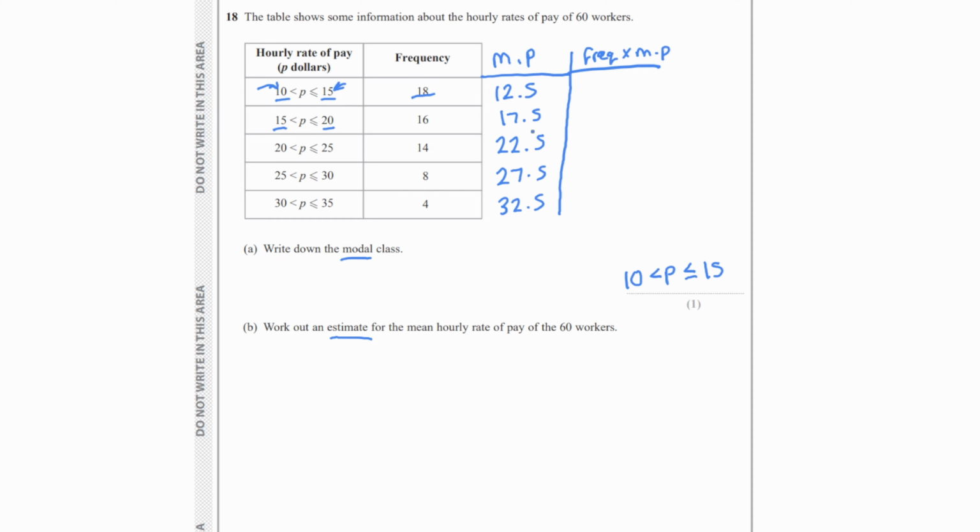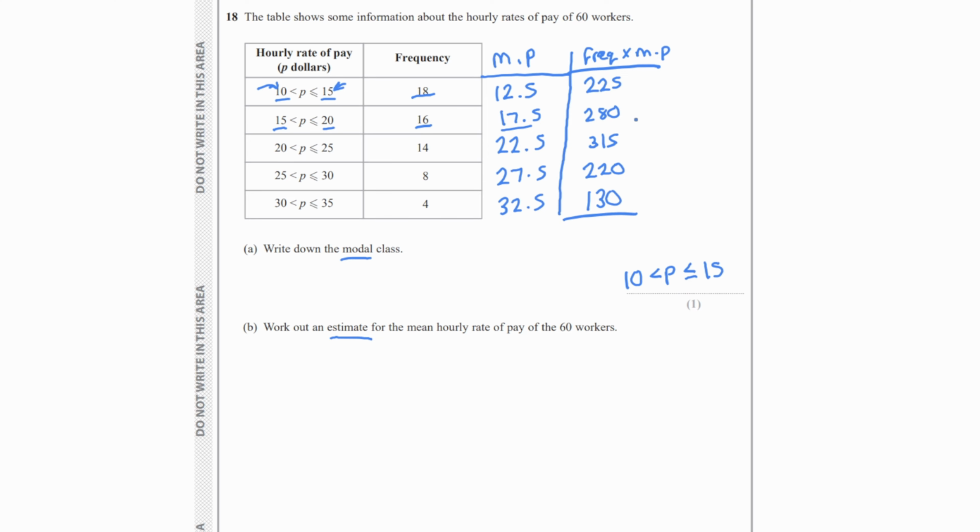So I'll do 18 multiplied by 12.5, which gives me 225. And you just repeat that process. So 16 multiplied by 17.5. Again, just to explain what we're doing there, we're saying there's 16 people and we're estimating that they're all paid $17.50. So just go ahead and multiply those and I'll skip to that. Okay, so these are the totals for each group.